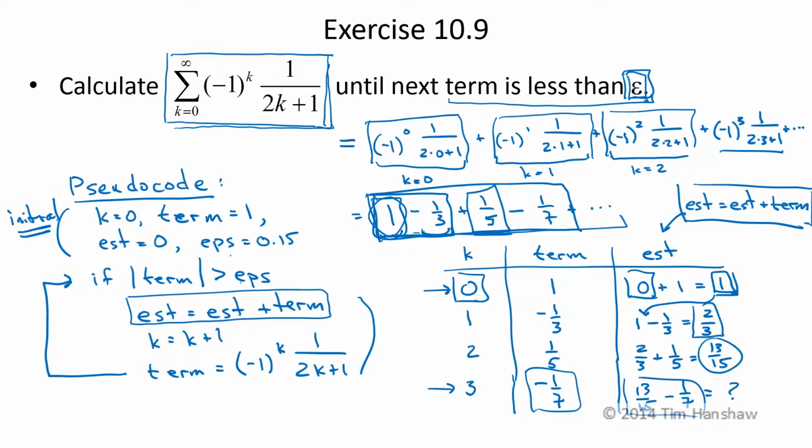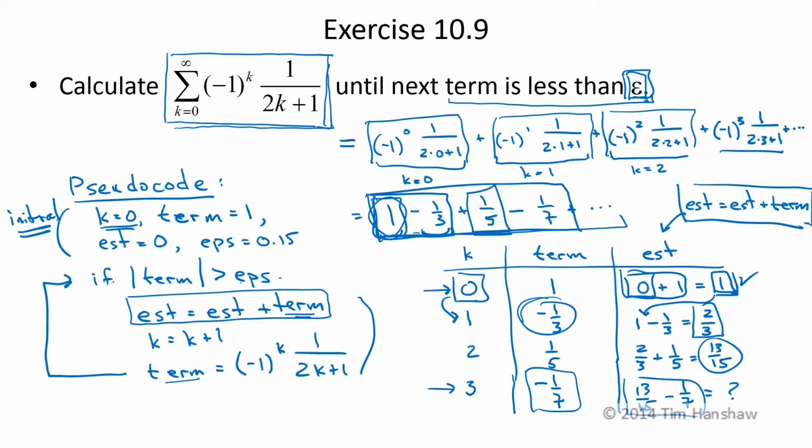Is 1 greater than 0.15? Yes. I'll go ahead and add EST equals EST plus term. So 0 plus 1 is 1. I should get 1 here. K will be 0 plus 1, which is 1, and I'll move down to this row. The term that I calculate will be -1/3.